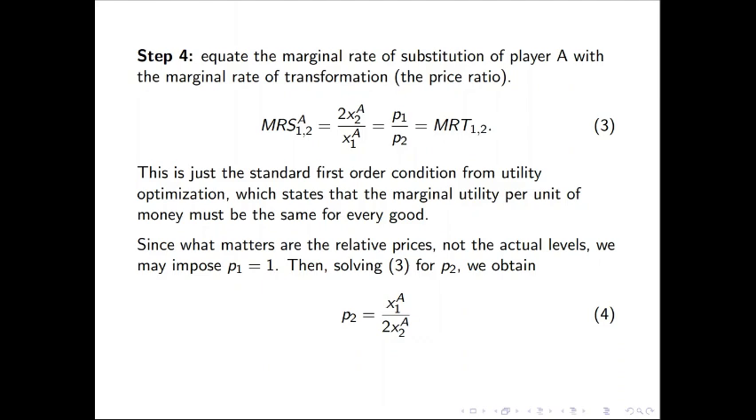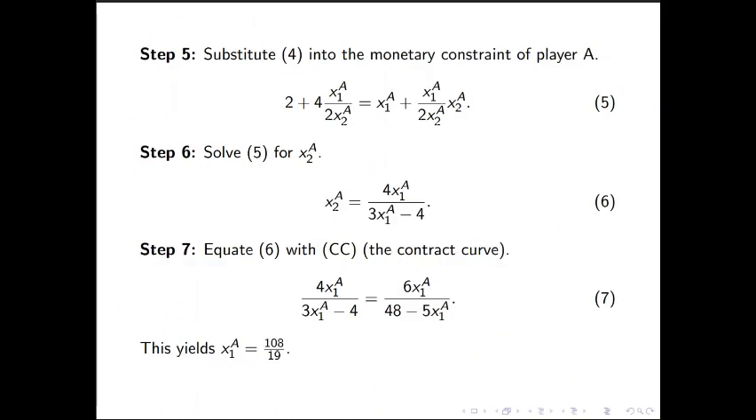So we can assume that the unit of measurement is such that the price of good 1 is equal to 1. The reason for this is just to simplify the math, because if we make this assumption, one of the parameters of the model disappears, and we can then solve for P2 as I've done in equation 4. Step 5 is to substitute P2 in equation 4 into the monetary constraint of player A, which gives us equation 5.